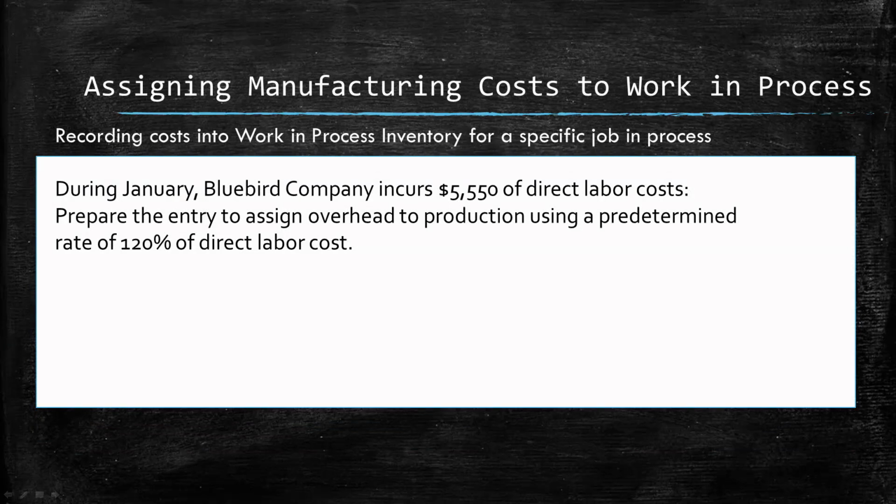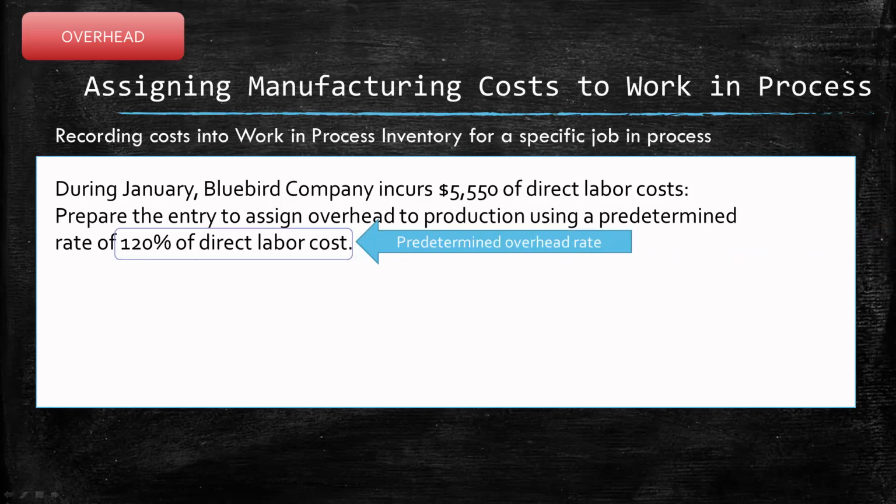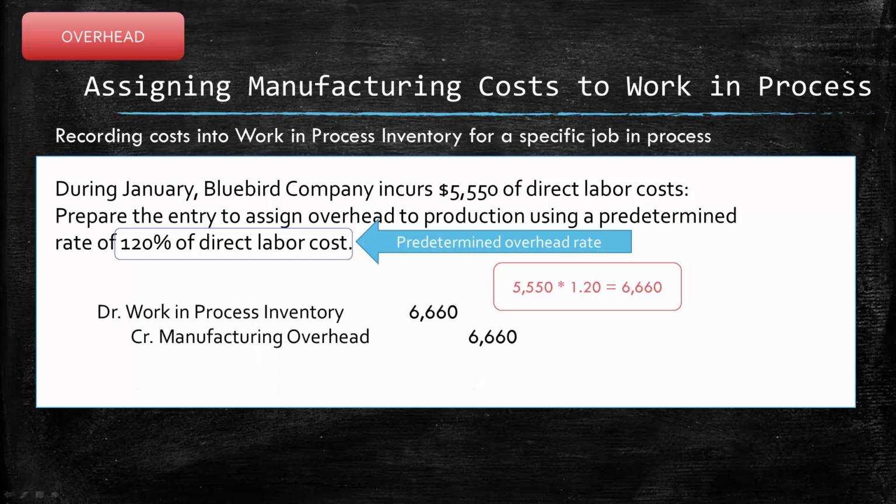During January, Bluebird incurred $5,550 of direct labor costs. We need to prepare the journal entry to assign the overhead using a predetermined overhead rate of 120% of direct labor cost. So our rate here is 120%. So we're going to take our direct labor times 120%, and we can see here then that the amount of overhead we need to assign for those jobs is $6,660. So we're going to debit work in process inventory and credit those costs out of manufacturing overhead.